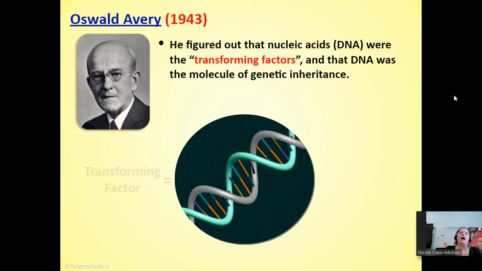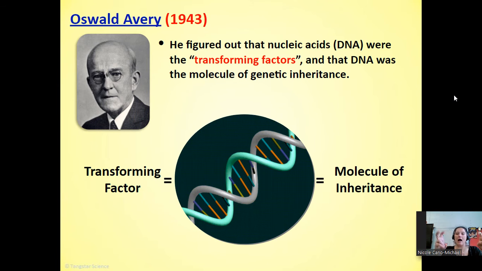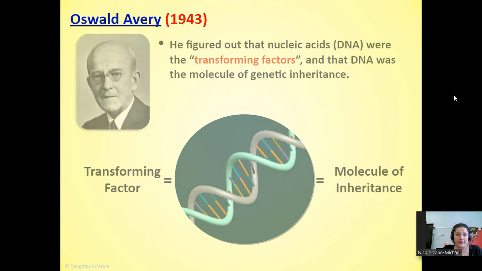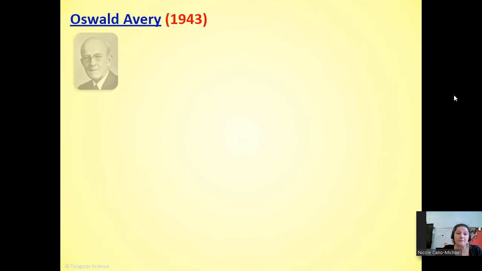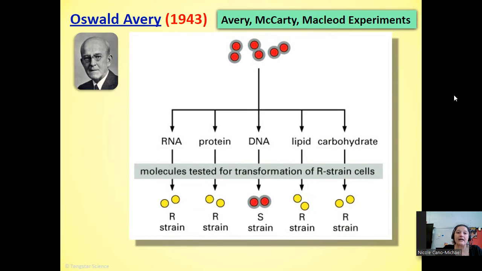Anywho. So he said that the transforming factor is this molecule of inheritance, and that this transforming factor had to be DNA. So again, this is science. You can't just say something without actually proving it. So again, how does he go about doing this? All right, so here's his experiment. Oswald basically set up where he had this heat-killed bacteria just like Griffith did, okay?